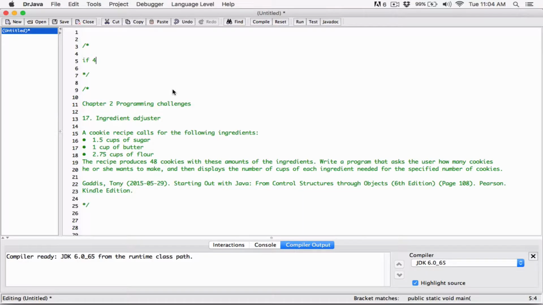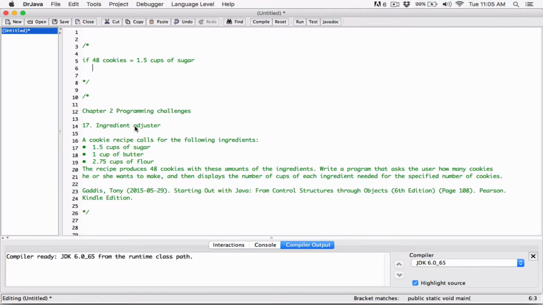All right, so if 48 cookies is equal to, and I'll do this first for 1.5 cups of sugar, then if the user enters, let's say, 23 cookies, how many cups of sugar are we going to get out of it? Okay, so this is how ratio and proportion works. If 48 cookies is going to give us 1.5 cups of sugar, then 23 cookies is obviously going to give us less cups of sugar.